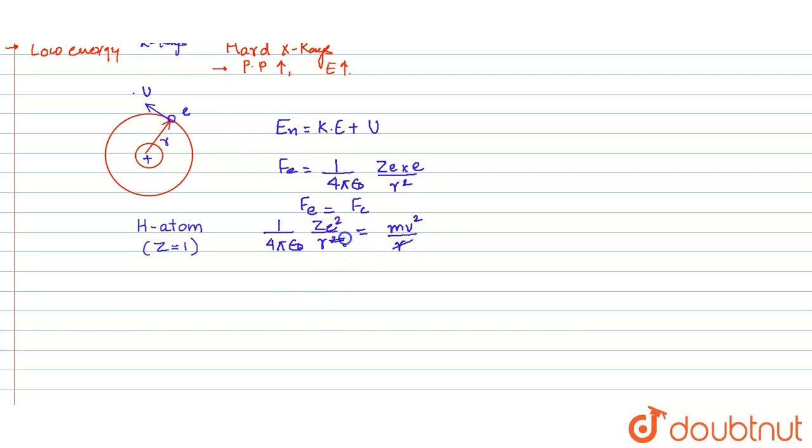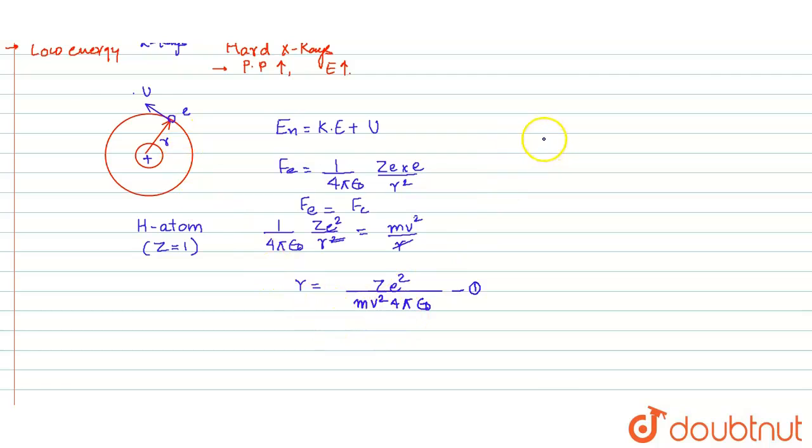Now you can see that one R will get cancelled and you can calculate the value of R, which will be equal to Z e square divided by m v square into 4 pi epsilon naught, as the m v square comes into the denominator. Let this be equation number 1. Here you can see that we do not know the speed. If we know the speed, then the radius is easily found and we can calculate the potential energy.